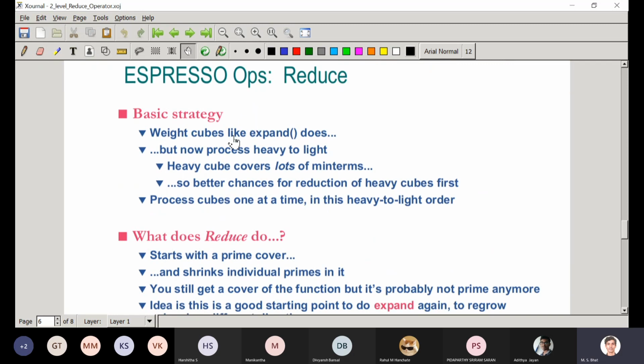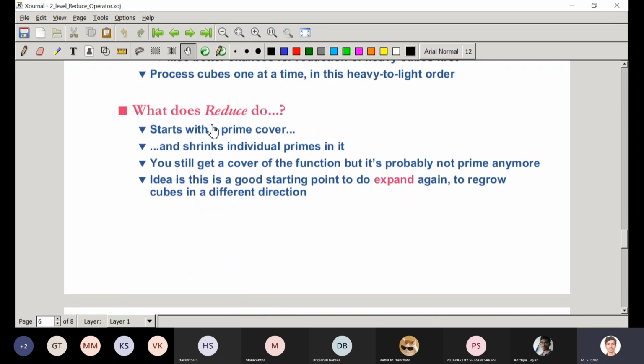So, the express operation reduce. The basic strategy is to weight cubes like expand plus. So I have to find the weight of the cubes, but now process the cubes from heavy to light. Last time we were trying to expand the non-prime into prime; now we are trying to reduce from prime to non-prime. Therefore, I have to consider the biggest cube first. A heavy cube covers lots of minterms, so there are better chances for reduction of heavy cubes first. Process cubes one at a time in this heavy to light order. So what does reduce do? It starts with a prime cover and shrinks individual primes in it. You still get a cover of the function, but it is probably not prime anymore.